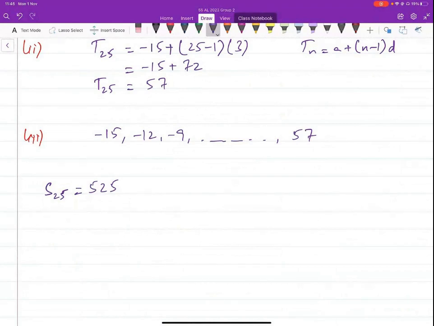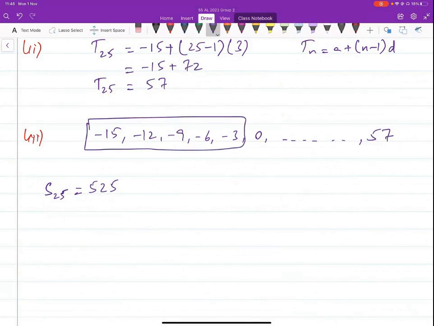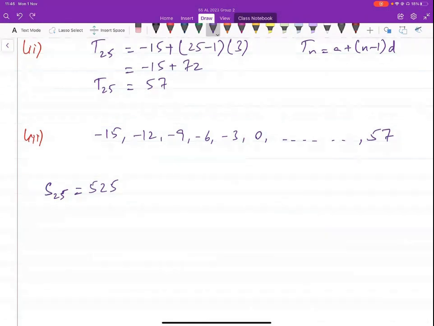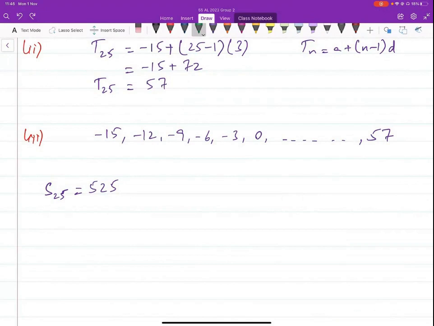Subtract the negative terms from this. You can do it manually because there are just 5 values. Yes, you can use the formula if you want, but it's not really needed because you've got minus 9, then minus 6, minus 3, 0, and so on. After that point, it's going to become positive. You're going until 57. You only have these terms here. Since the total sum was 525, if you were to take out these negative terms from this, you will get the sum of only the positive terms.